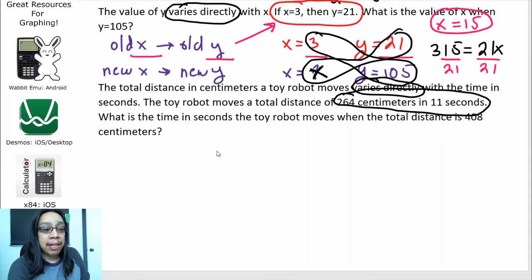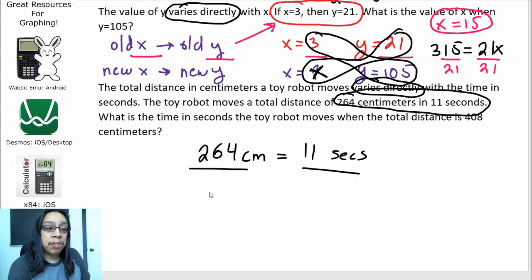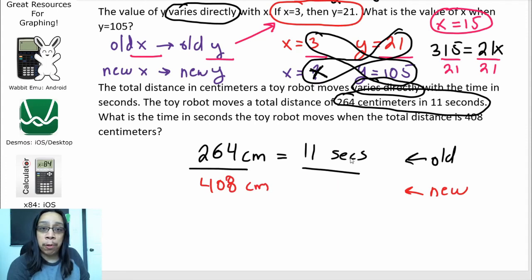Okay, so they tell you that the robot moves 264 centimeters in 11 seconds. So what you need to figure out now is what's my new centimeters and what's my new seconds. So this is my old, and I want to figure out, well, what's my new? Well, they don't give me a new seconds because the question is asking for the total distance is 408. So all we know is that centimeters for the new one is going to be 408, but we don't know anything about the new time. So that means that the missing value should be the seconds.